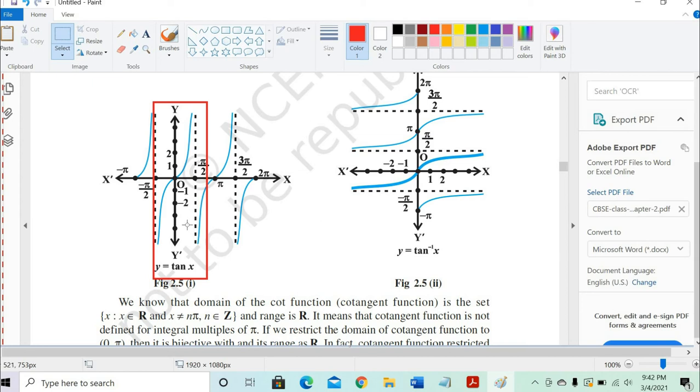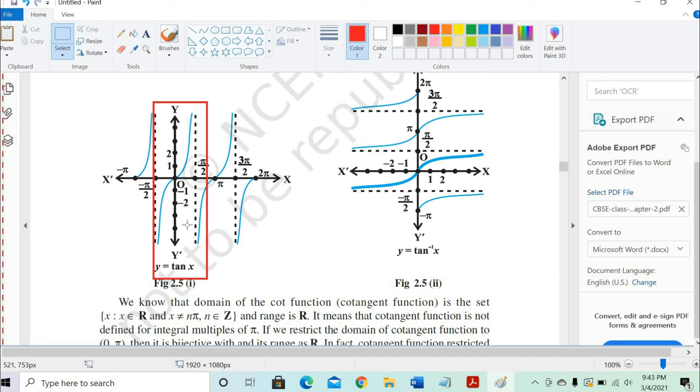Now quickly observe this figure, y is equal to tan x. When you go from 0 to pi by 2, the tan value increases. Tan 0 is 0, tan 30 is 1 by root 3, tan 45 is 1, tan 60 is root 3, and then tan 90 is not defined. So the graph is increasing, from 0 to infinity. Clear?